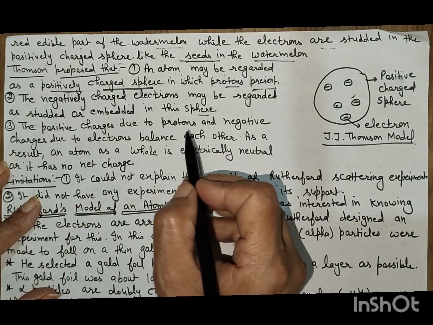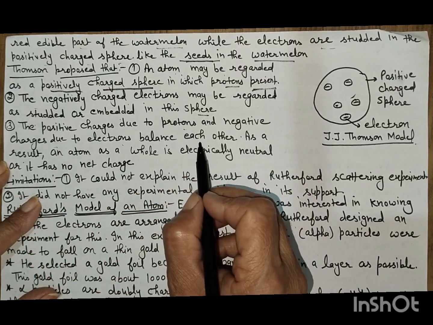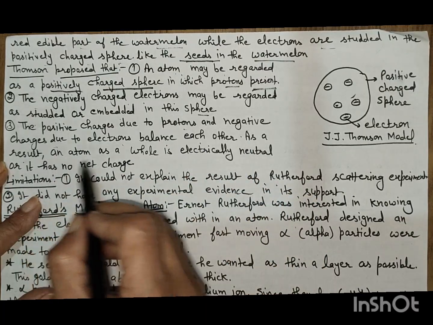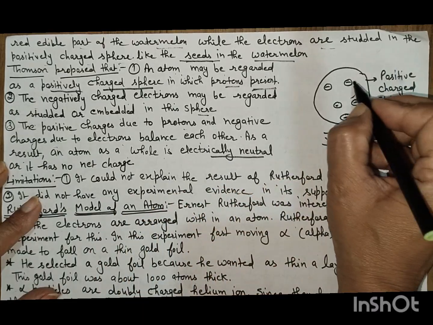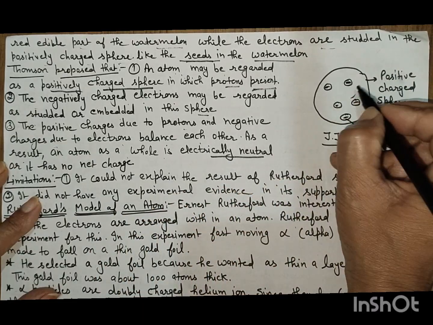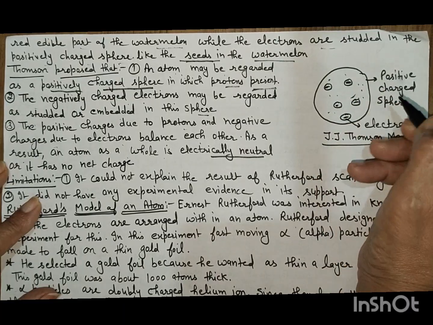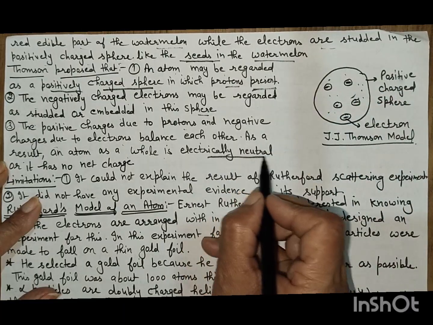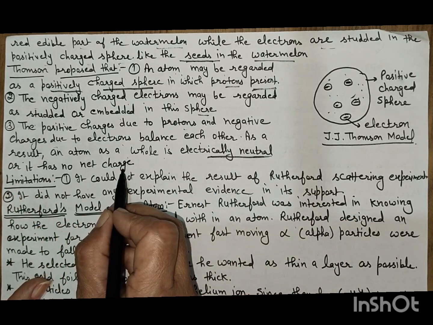The positive charge due to the protons and the negative charge due to the electrons balance each other. As a result, an atom as a whole is electrically neutral, because the red edible part carries the positive charge and the electrons the negative charge, so it has no net charge.